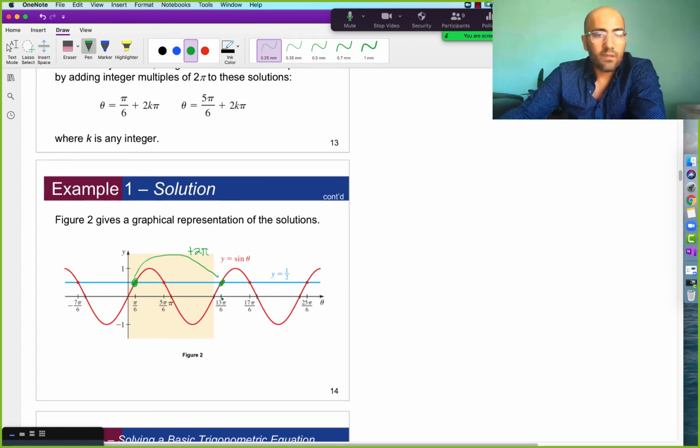The x-coordinate of the ordered pairs. Is that okay? So if I want to find the ordered pair of this one, it would be 5 pi over 6 plus 2 pi. That would be the x-coordinate. And of course, the y-coordinate is just a half, right? All of these points are points such that the output equals a half. Good. Any questions?